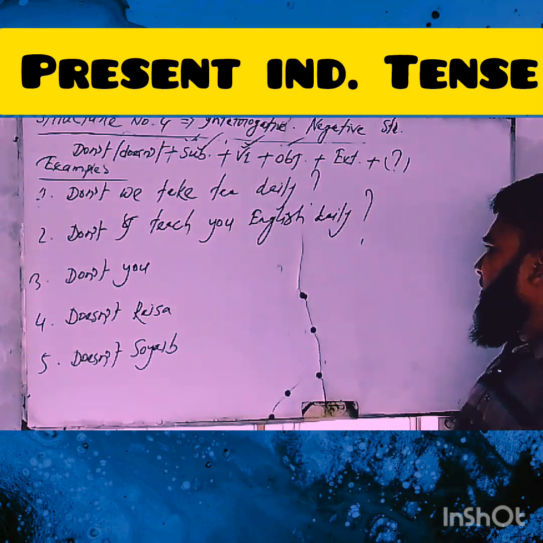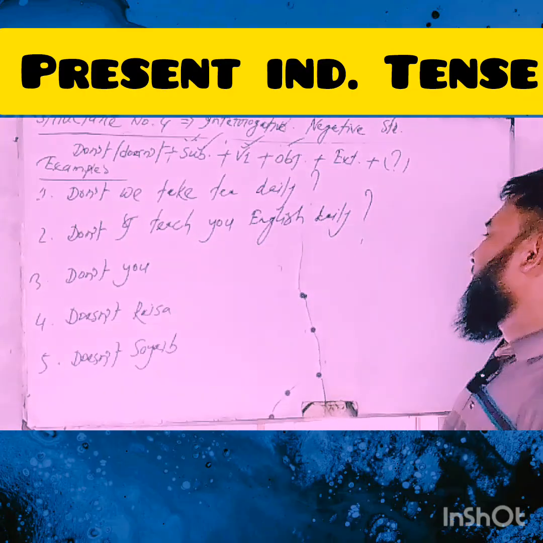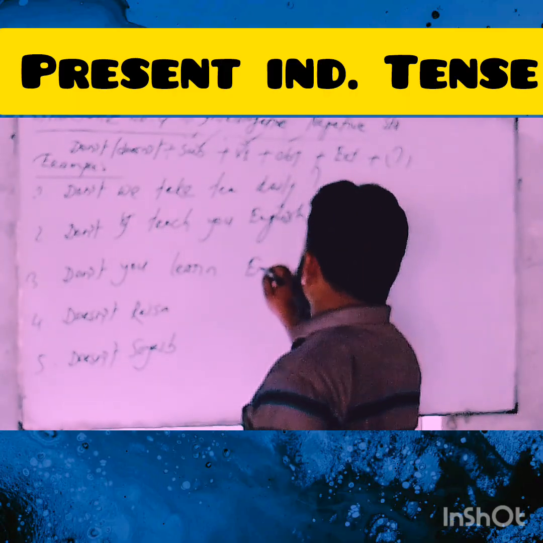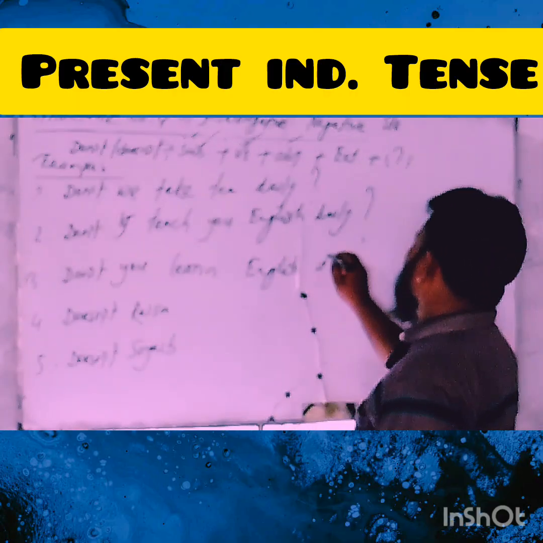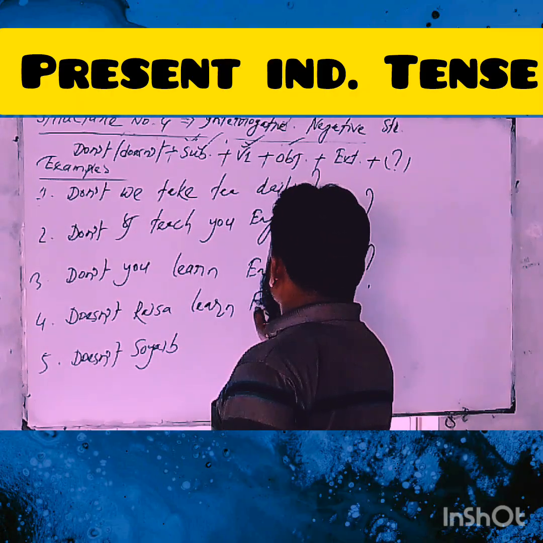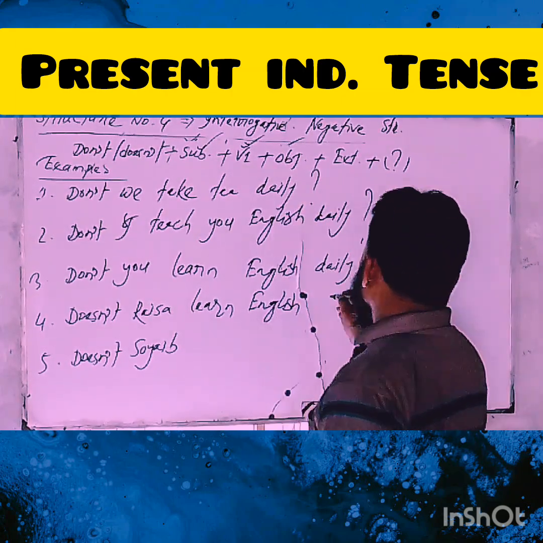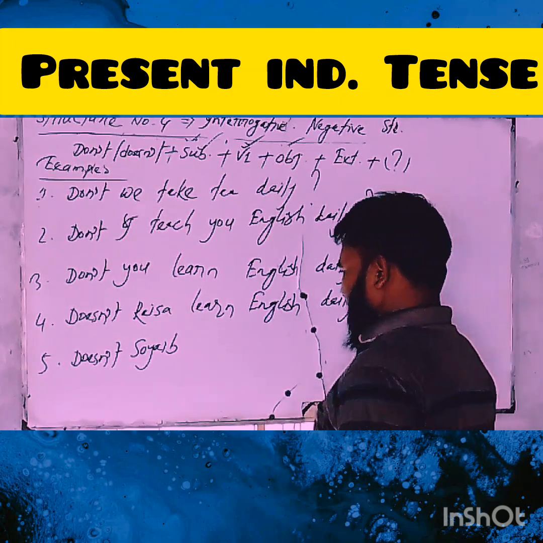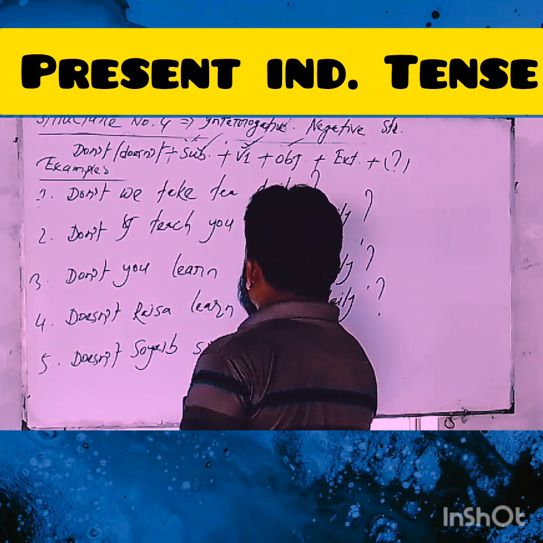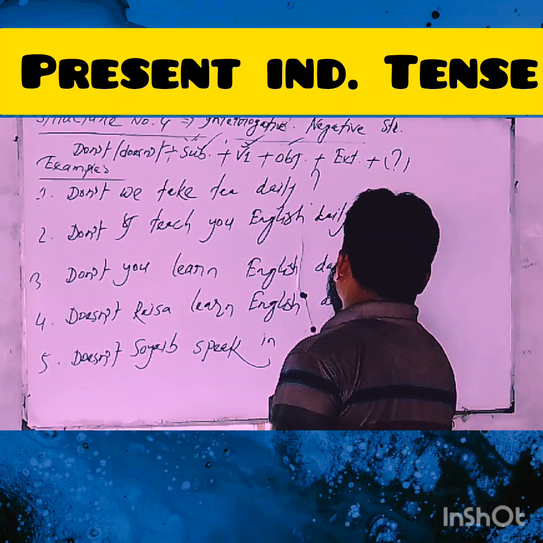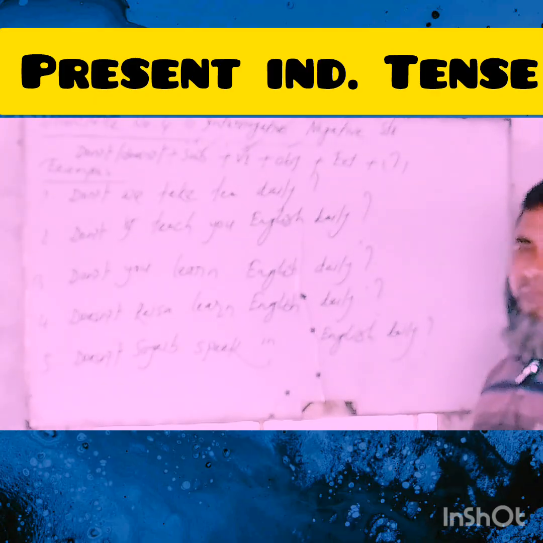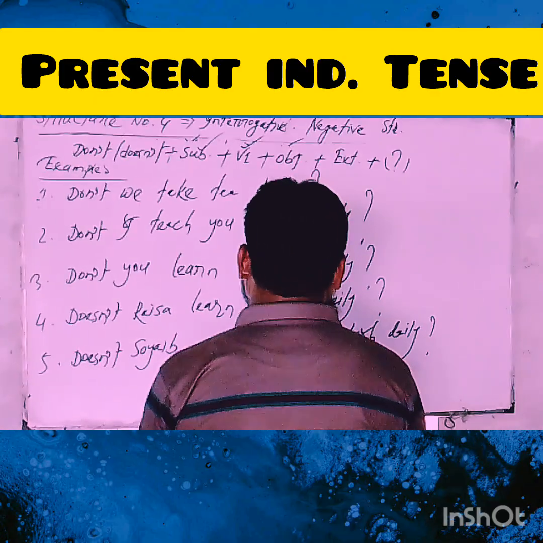Child. Okay, then let's next try to form example number three. Don't you learn English child? At the case of example number five, doesn't Swipe V1 form of verb speak in English child? Okay, my dear learners, hope that you have understood clearly.